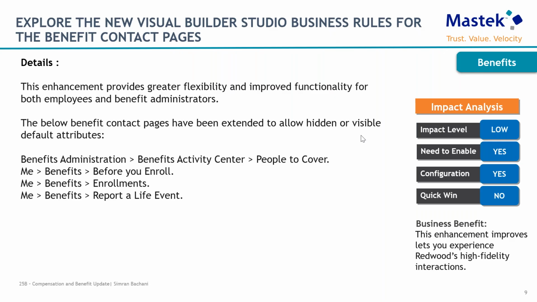Explore the new Visual Builder Studio business rules for the benefit contact pages. The new business rules enhance user experience on benefits pages by offering improved flexibility and functionality for both employees and administrators. Key benefit contact pages now support hidden or visible default attributes. Contact information fields such as national identifier, citizenship, and passports can be customized with the ability to show or hide the add button in various regions. These updates align with Redwood's intuitive high-fidelity interface improvements.